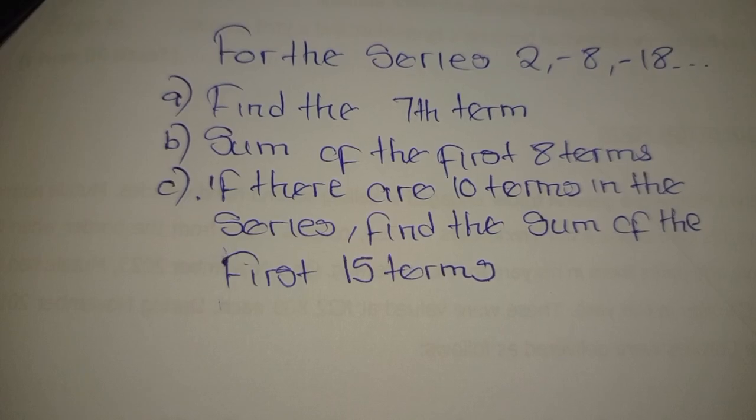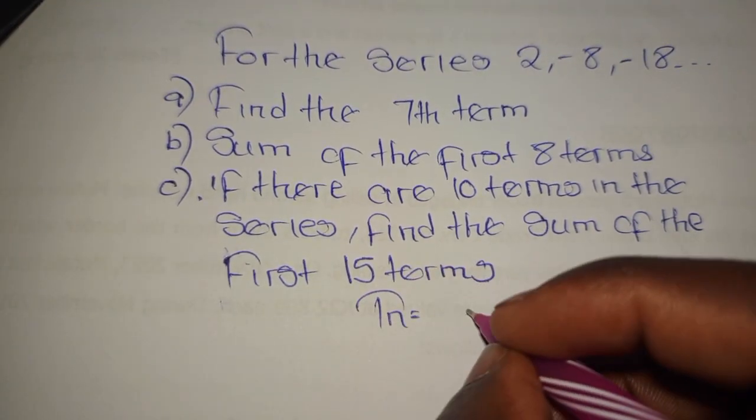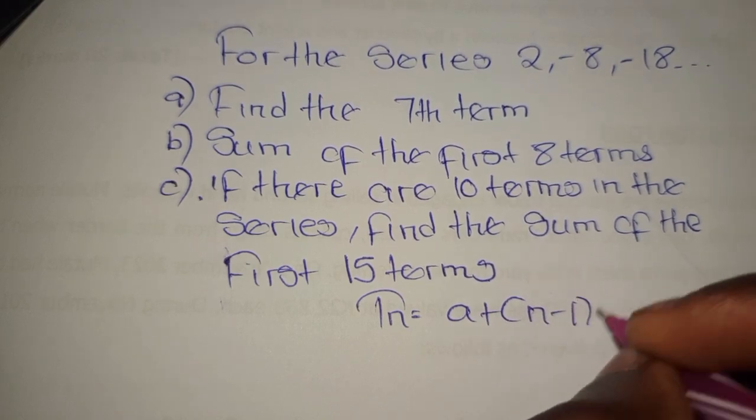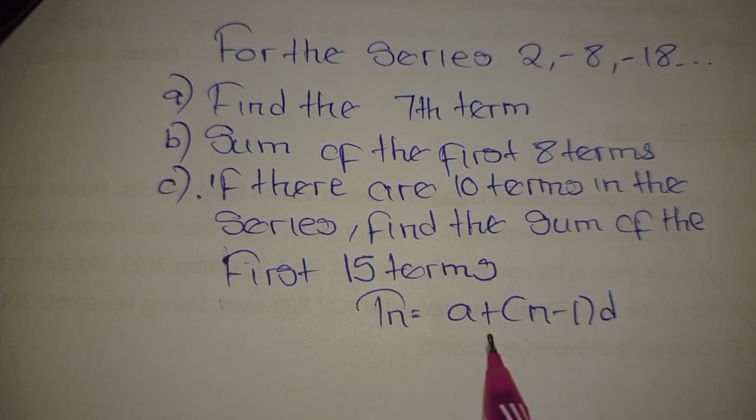Ladies and gentlemen, today we have one interesting question under arithmetic progression, which reads: for the series 2, -8, -18, find the seventh term. To find the seventh term, you use the general AP formula, where you need to identify which one is your n, which one is your a, and which one is your d. The a is the first term, d is the common difference, and n is the term that you are going to find.